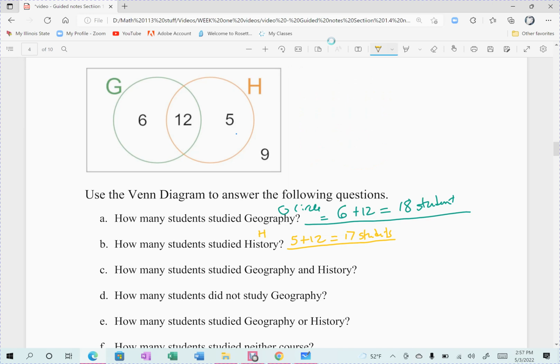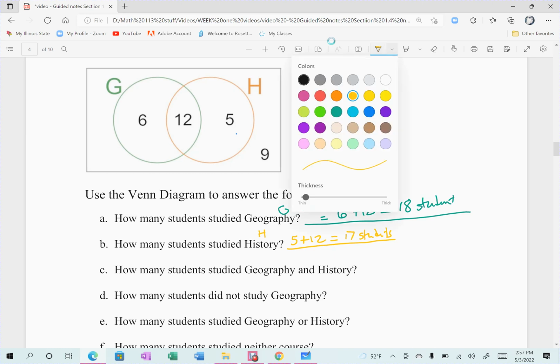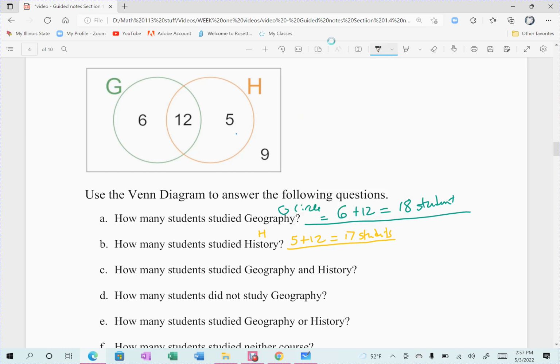that studied history. All right, next question, how many studied geography and history? So how many students showed up in both sets? That's what it's asking. How many students, when they took the survey, answered yes to geography and at the same time yes to history? Well, that's that overlap, right? That's the 12 that showed up in both. We're in both circles. Well, 12 students were in both circles.